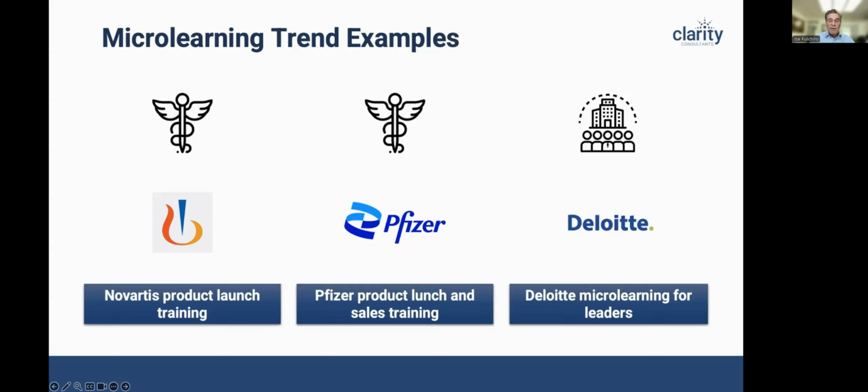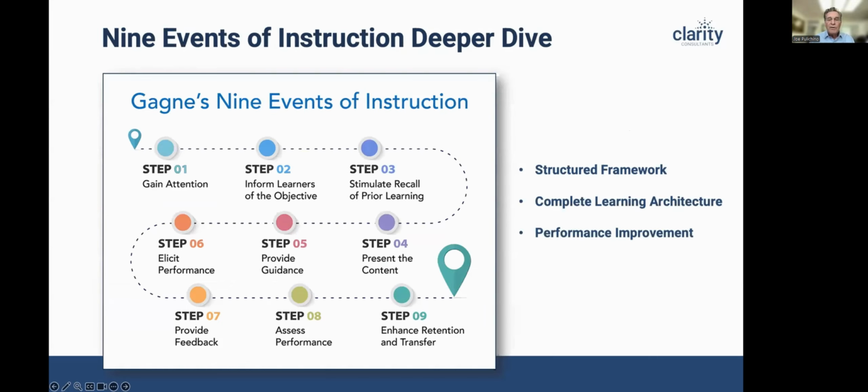Now, let's see how the nine events of instructional design can guide the design of microlearning solutions to make results like these possible. Robert Gagne's nine events create a complex learning architecture. Think of it as quality assurance for your brain. Each event serves a specific neural purpose.